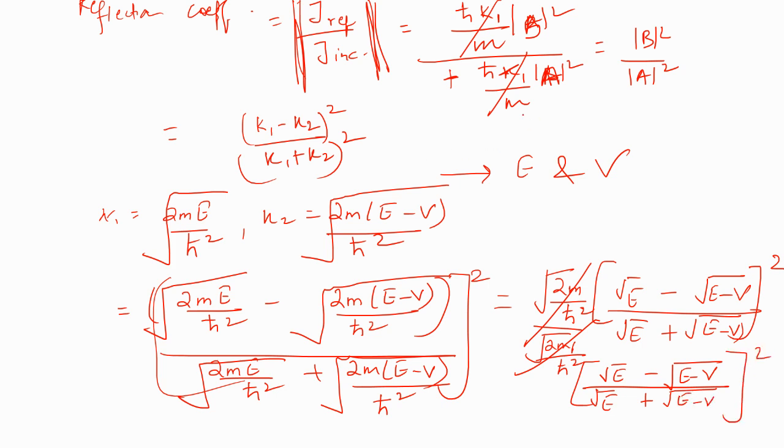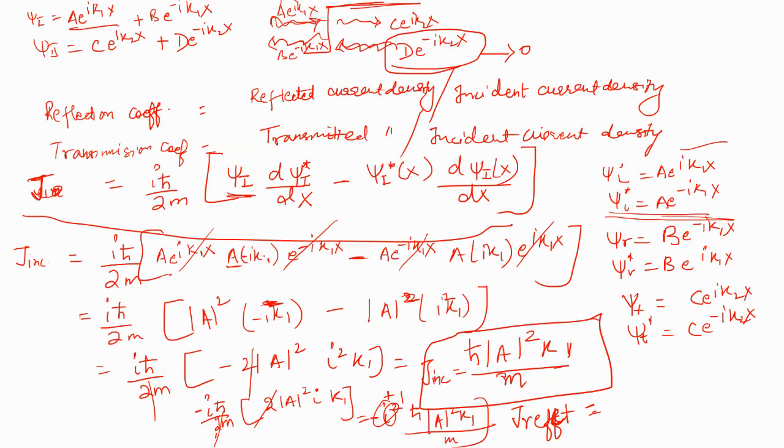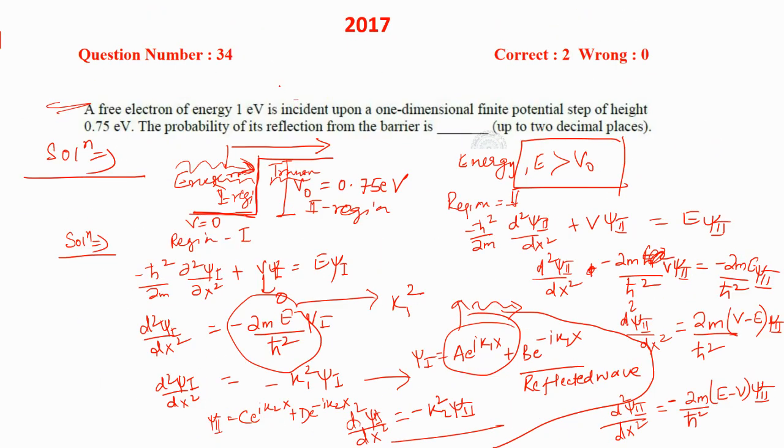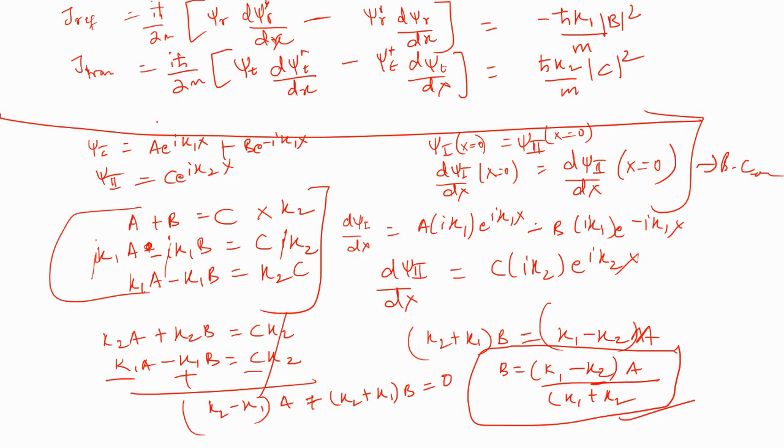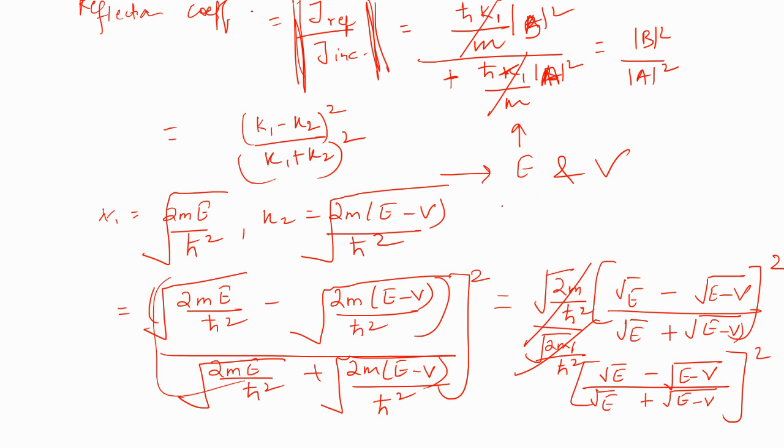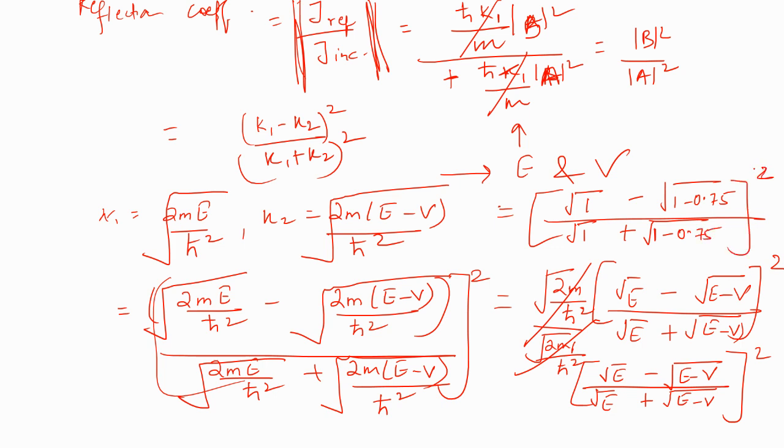And in the question, E is how much? E is given as 1 eV, and step potential V is given as 0.75 eV. So we need to put it in the formula itself. So it is 1 minus 1 minus 0.75 upon 1 plus 1 minus 0.75. Now you can all solve this. I have provided you all the values, and tell me what is the answer?